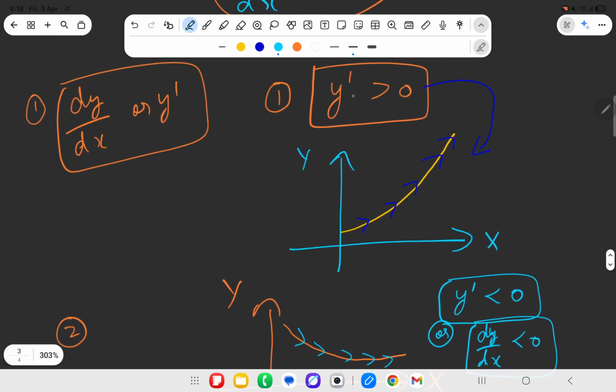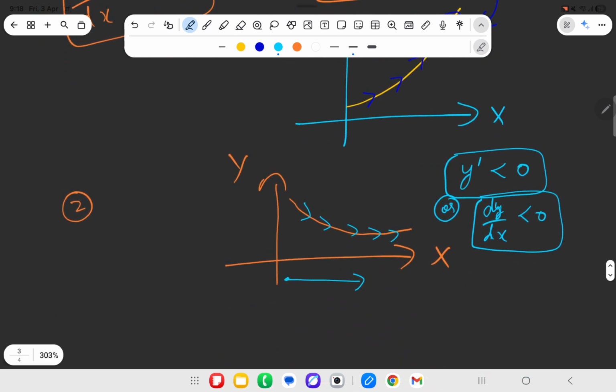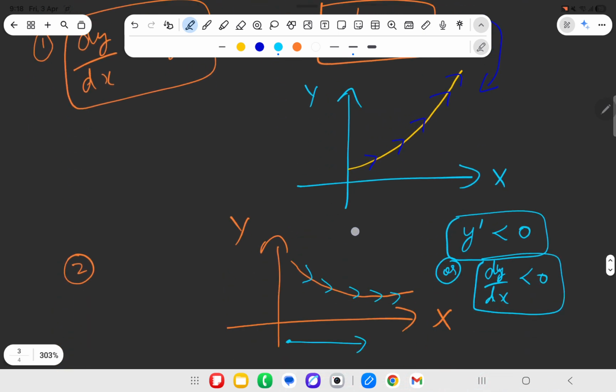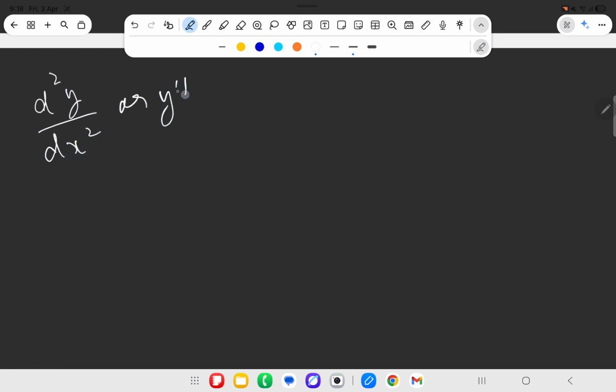If our first order derivative is greater than 0, it means their graph is always going to be increasing. If our first order derivative is less than 0, then that graph is going to be decreasing. Okay, so now I am talking about very important double derivative, that is called second order derivative. So what is the behavior of that?